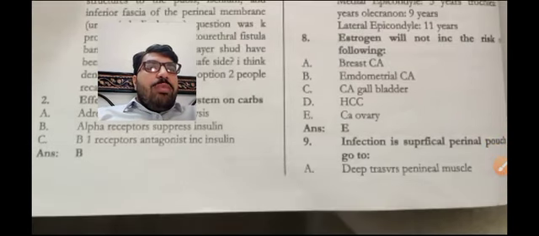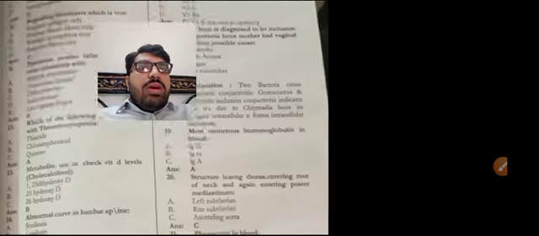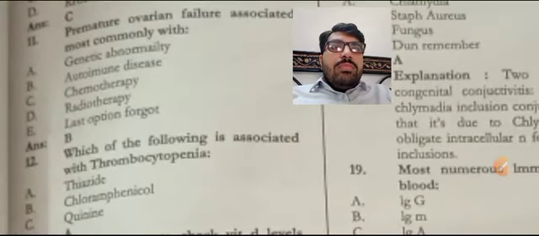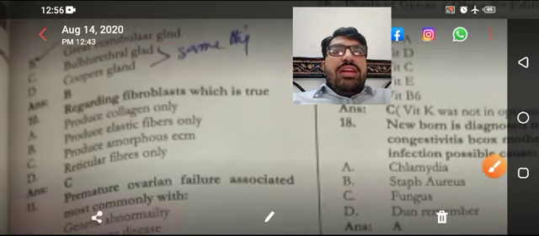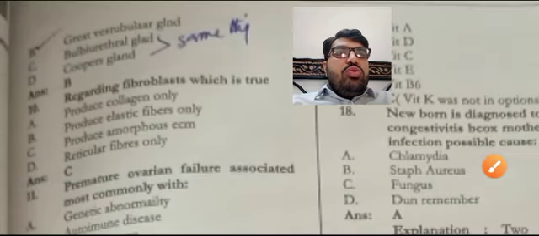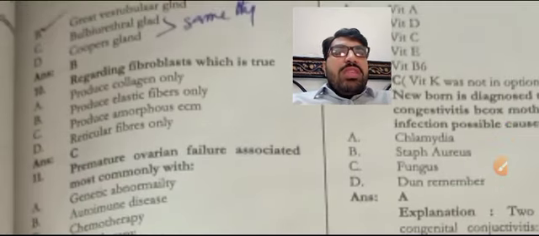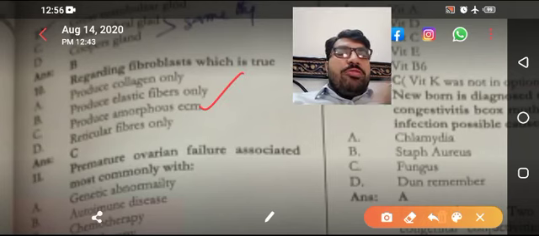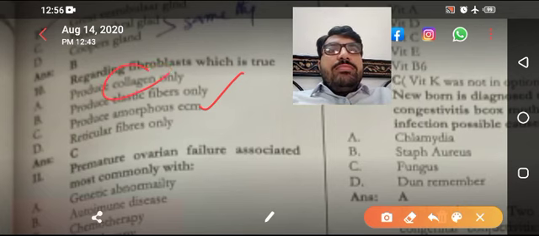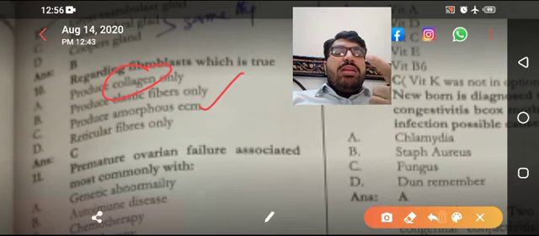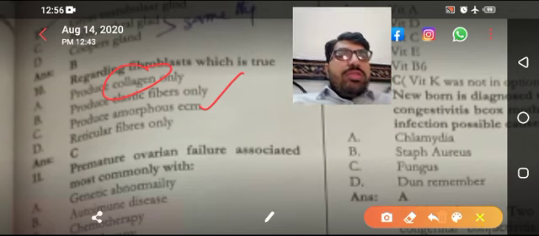Infection in the superficial gland pouch goes to, now coming next, that is the greater vestibular gland. The B is the right answer, while the C and D, the bulbourethral gland and the Cooper's gland, are two different names for the same thing. Regarding fibroblast, it produces amorphous substance, but regarding the fibrocartilage, that is excess in collagen. So you have to focus on the fibroblast and fibrocartilage. Fibrocartilage has excess collagen, and fibroblast produces amorphous substance.